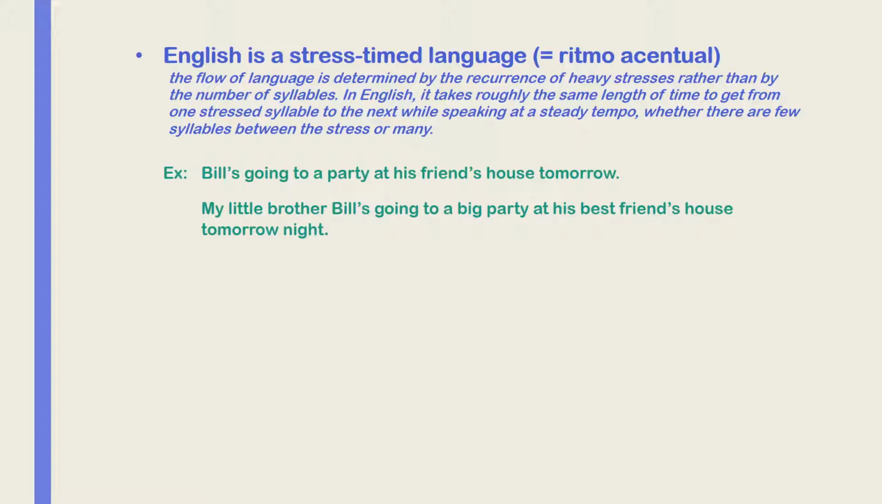So I'm going to read the first sentence, and after I read it the first time, I'm going to time it. Bill's going to a party at his friend's house tomorrow. Now let me time it. Bill's going to a party at his friend's house tomorrow. That was 2 seconds long.